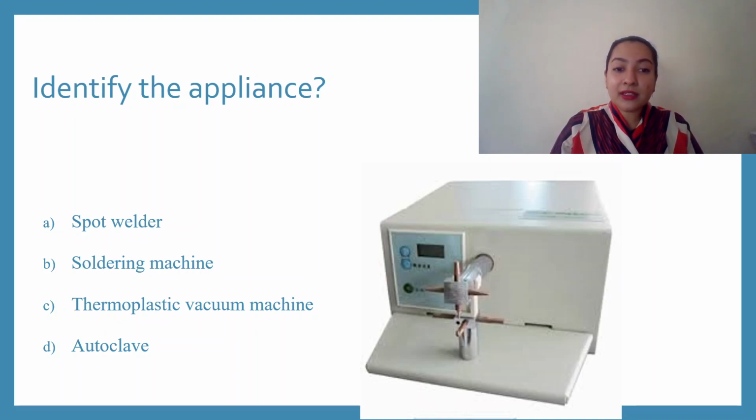Next is thermoplastic vacuum machine. What is a thermoplastic vacuum machine and how does it look? We'll be covering it. Autoclave. No, it is not an autoclave. It is not used for sterilization of instruments. We all know how an autoclave looks. So this appliance is a spot welder. Please note, be very thorough with all the figures which are there in the textbook.